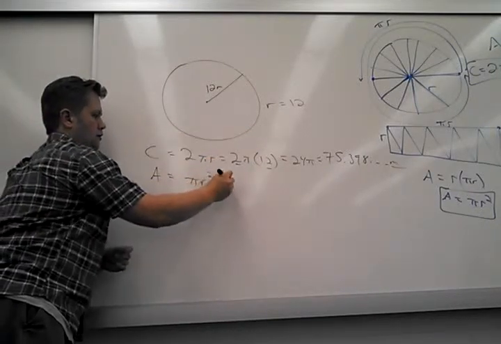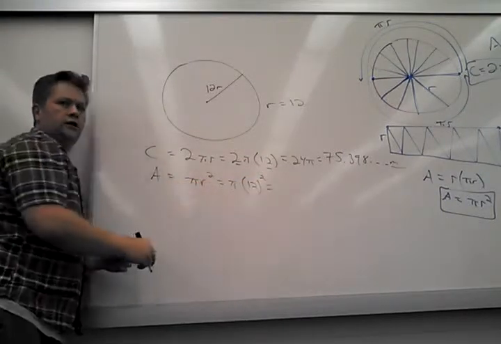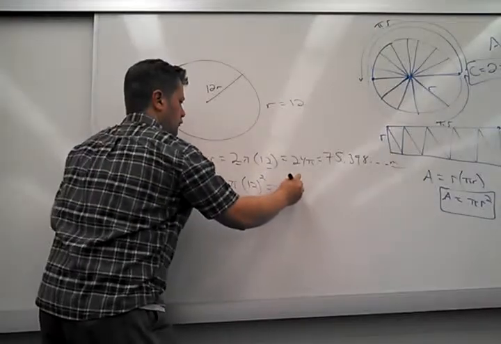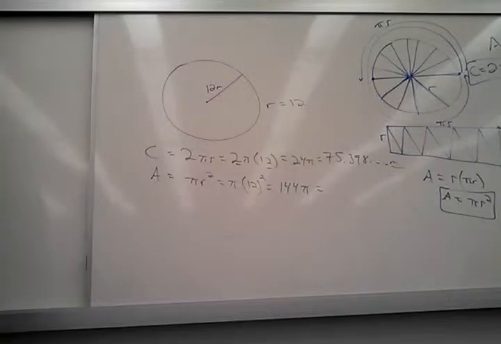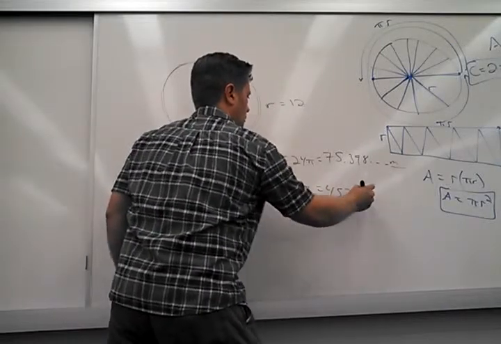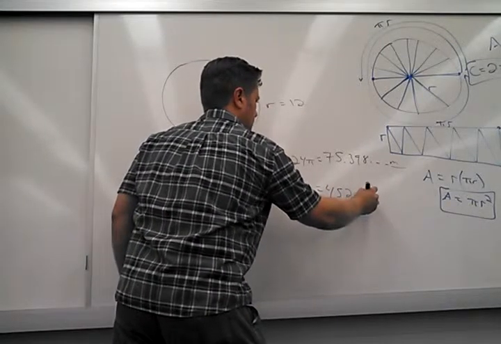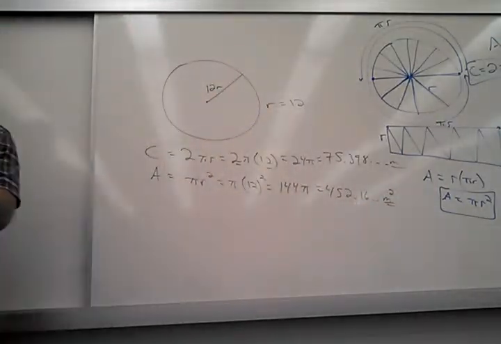Pi r squared. So pi times 12 squared. 12 squared is 144. So you do 144 pi and you get something. 452.16? Yes, that's what I got. Square meters. I like that. I've got that too.